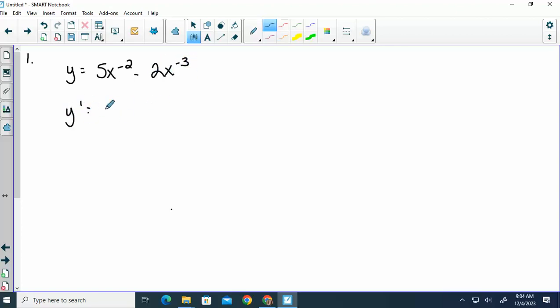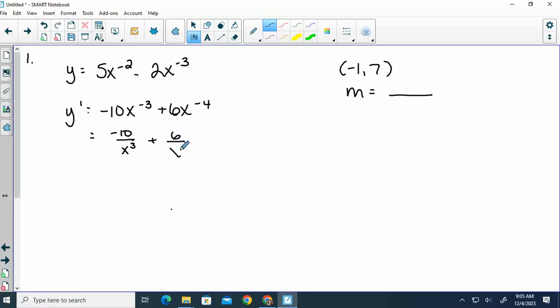So the derivative would be a negative 10x to the negative 3 plus 6x to the negative 4. Is everybody okay to that one? We know our point is negative 1, 7. We need the slope. The slope is from the derivative. This is the same thing as saying negative 10 over x cubed plus 6 over x to the 4th.